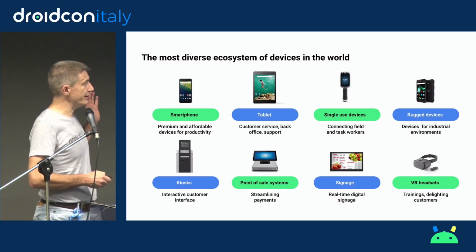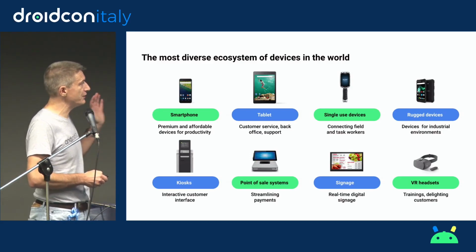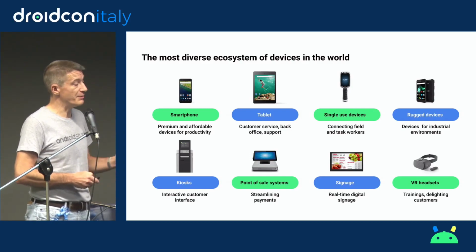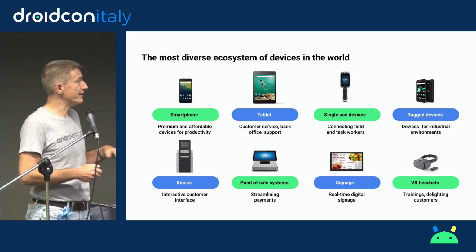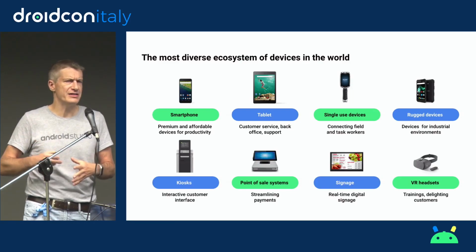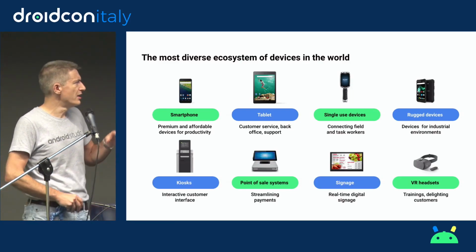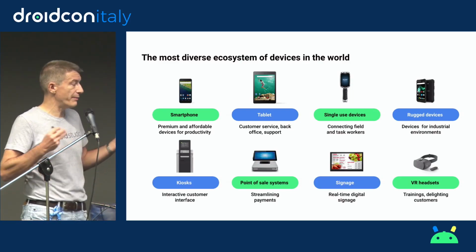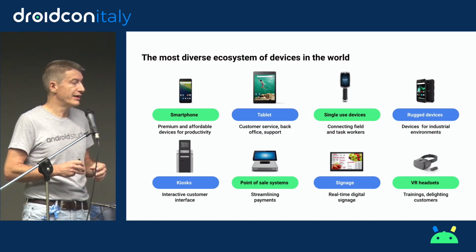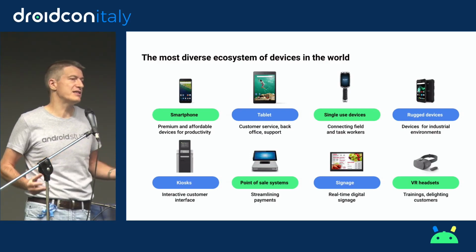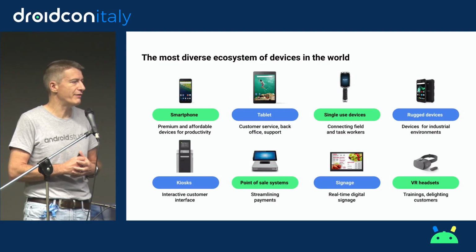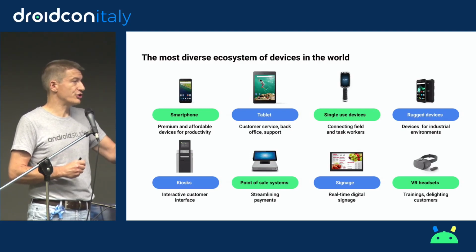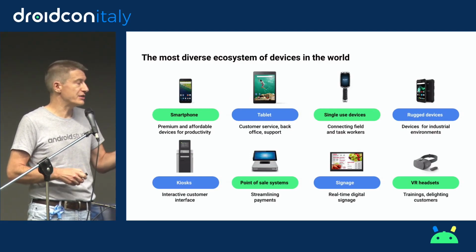Android Enterprise provides a lot of different devices. It's not just smartphones and tablets. You get single-use devices, the kind of device you find in the warehouse. You get rugged devices, kiosks, point of sale. So Android, being a very flexible operating system, allows you to have the right device for the job that you want to do at the right price point.